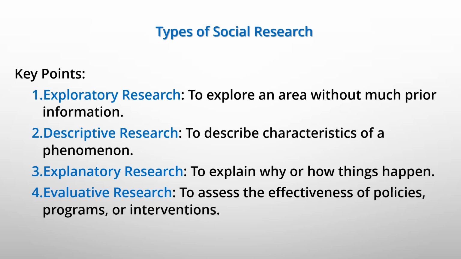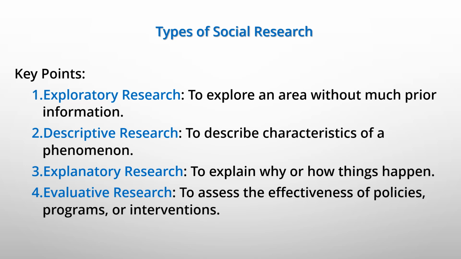It describes a phenomenon in detail. For instance, we might describe the characteristics of an aging population in a specific region, focusing on their health, income, and living conditions. Third one, explanatory research, seeks to explain why something happens. For example, why do students from disadvantaged backgrounds perform worse in schools? Explanatory research helps us understand the reasons behind such trends.